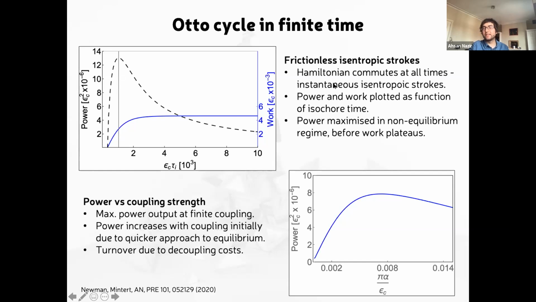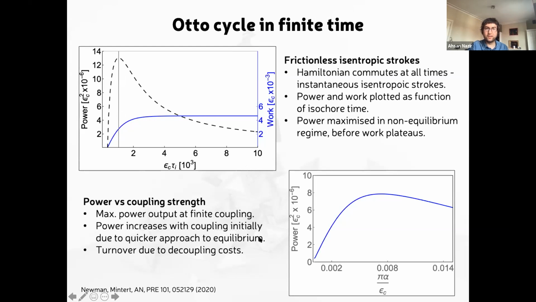And so because it commutes at all times and there's no quantum friction, we just set the isentropic stroke times to essentially be instantaneous. So they're very fast. And so that's why we're plotting the power and the work as a function of the isochore time instead, which we assume to be the same for both the hot and cold isochores. What we find here is that the power is maximized in a kind of non-equilibrium regime. So that's before the work plateaus. So that seems to be where the power is maximized as a function of isochore time, at least.